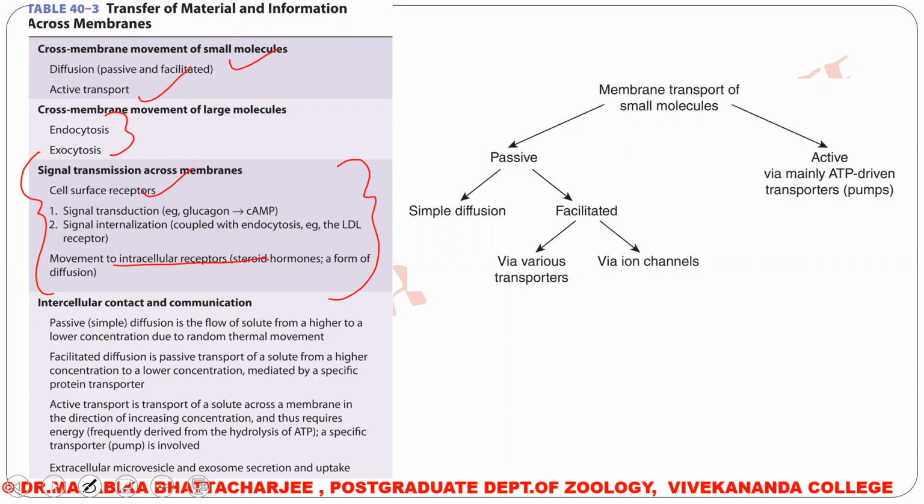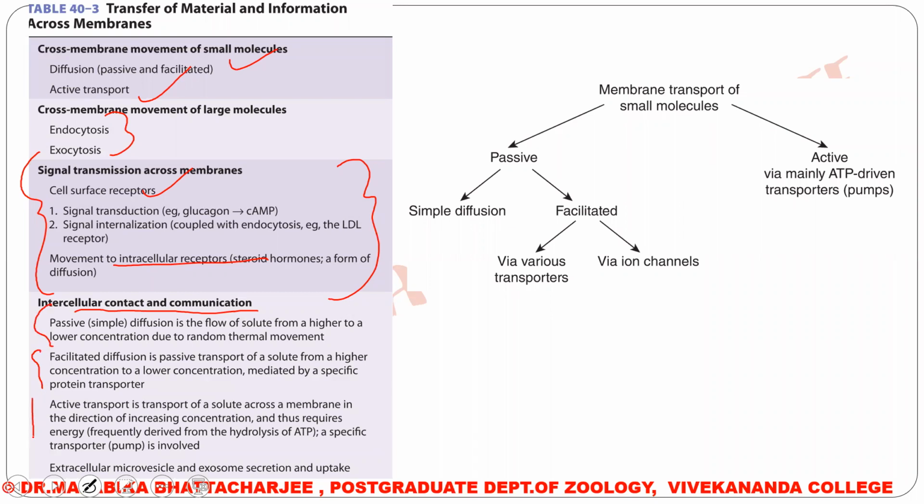And now coming to intercellular contact and communication. As I said, passive diffusion is a flow of solutes from a higher to a lower concentration. Facilitated diffusion is passive transport of a solute from a higher concentration to a lower concentration, which is mediated by a specific protein transporter. So any protein molecule that is facilitating transport of molecules across the membrane is known as a transporter. Transporters can again be of various categories. We'll discuss that later on.